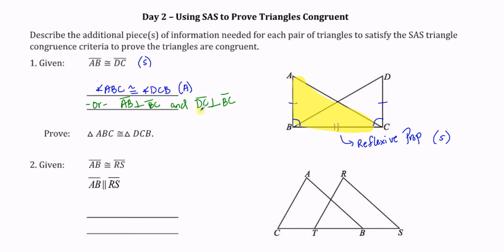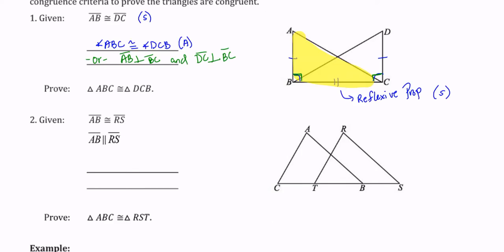If these lines are perpendicular, then that would mean angle ABC and angle DCB are right angles. And based on what we've talked about earlier in the year, if I know I have right angles at angle B and C, then they have to be congruent since all right angles are congruent. Let's take a look at another example.